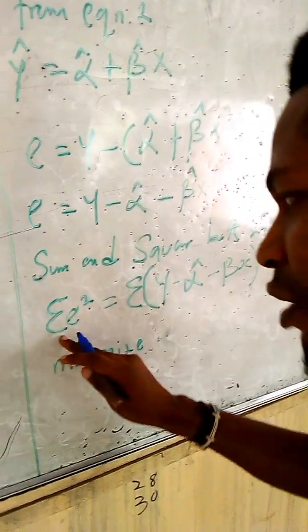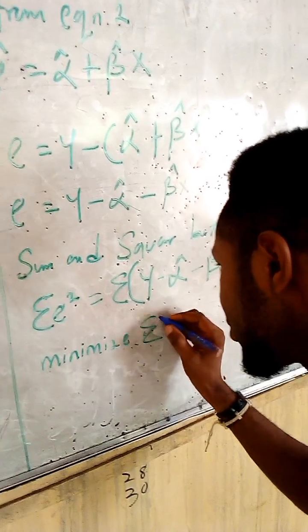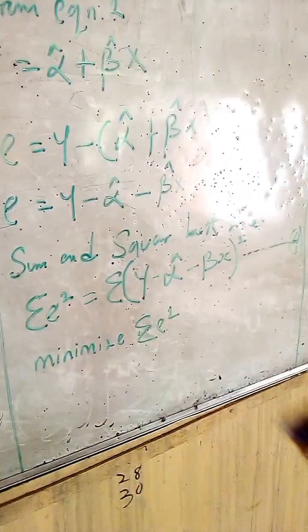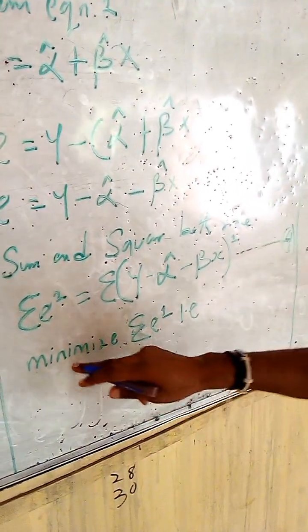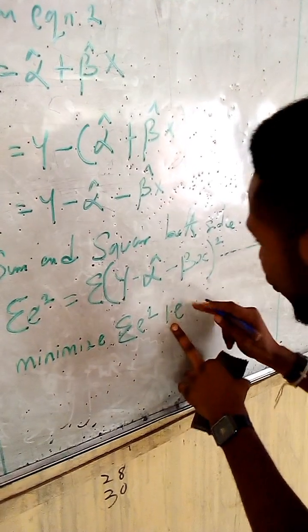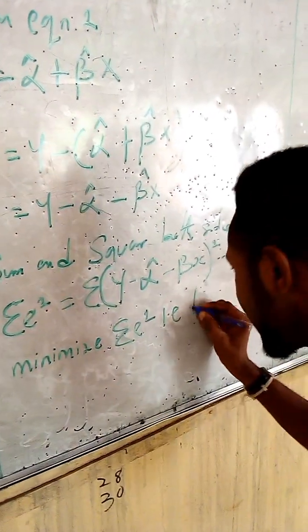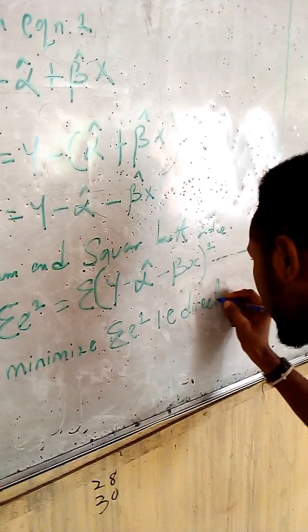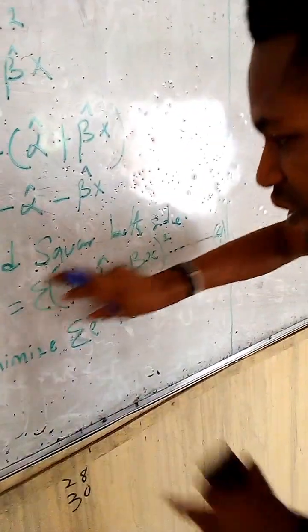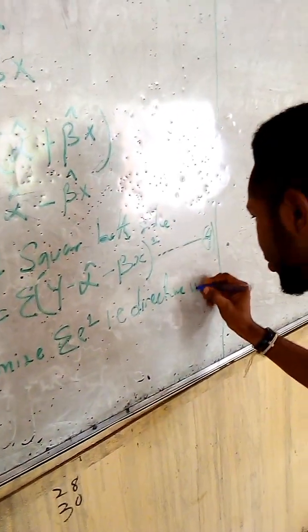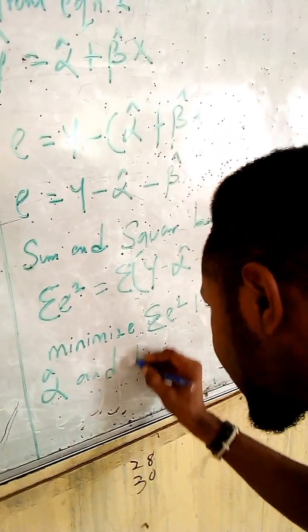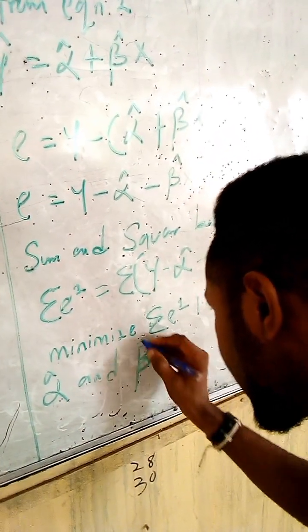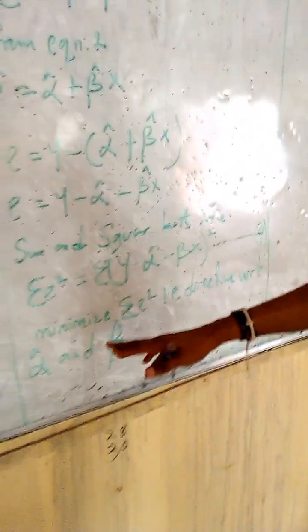You are trying to minimize the summation of E squared, and therefore by the time you look for the minimum, by the time you minimize it, you therefore look for the derivative of this in respect to alpha cap and beta cap. So now let me break it for you.